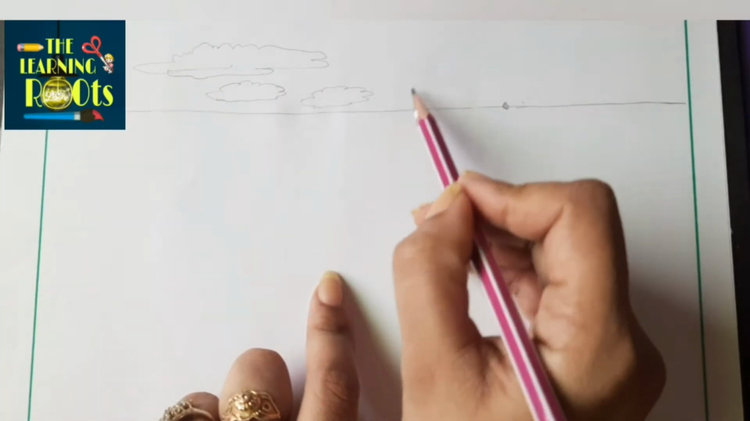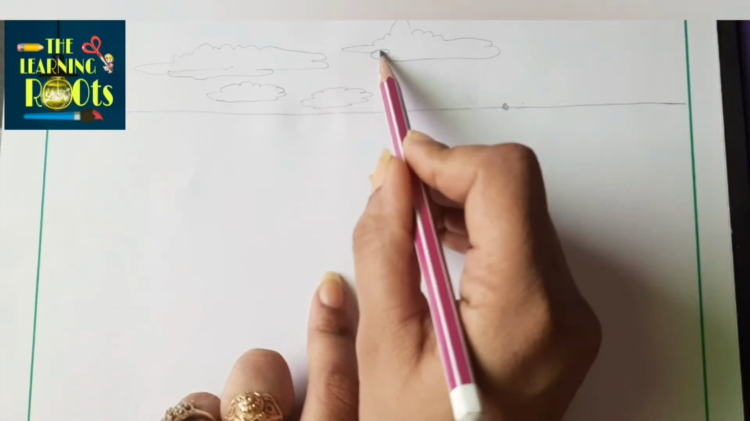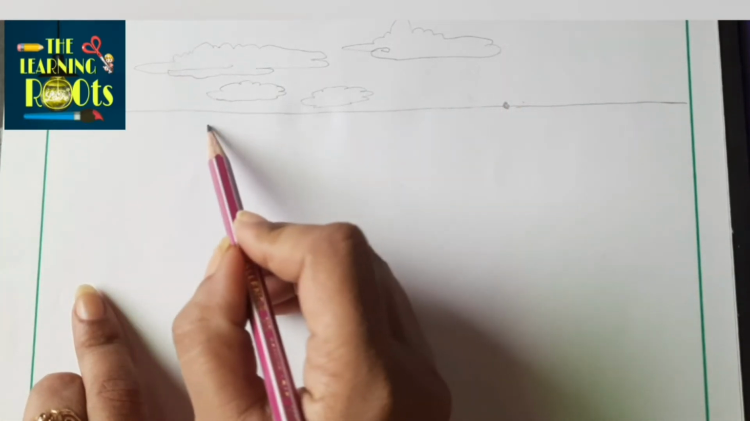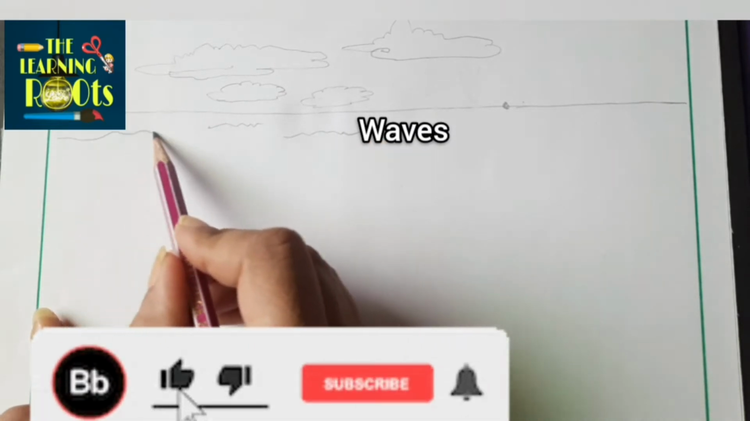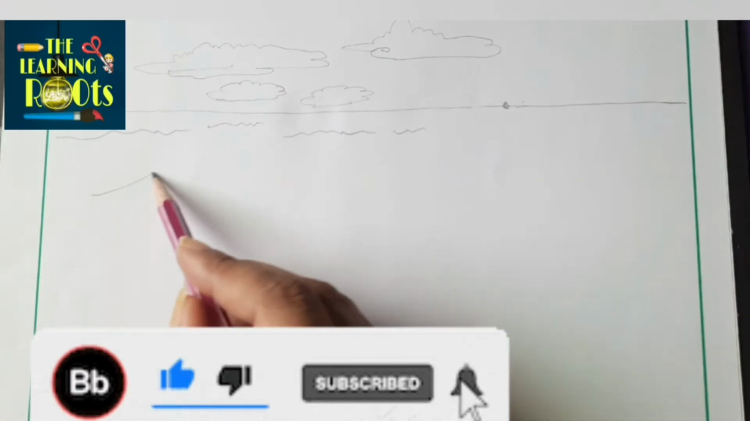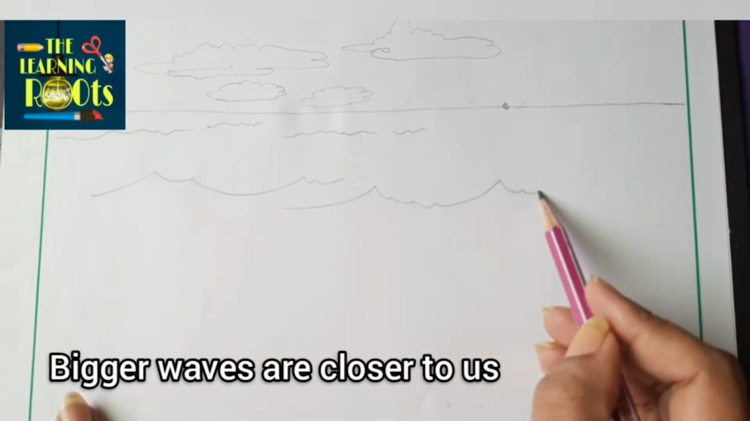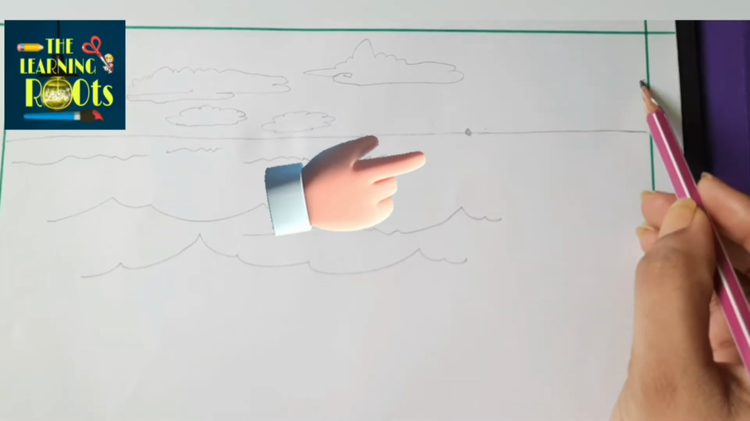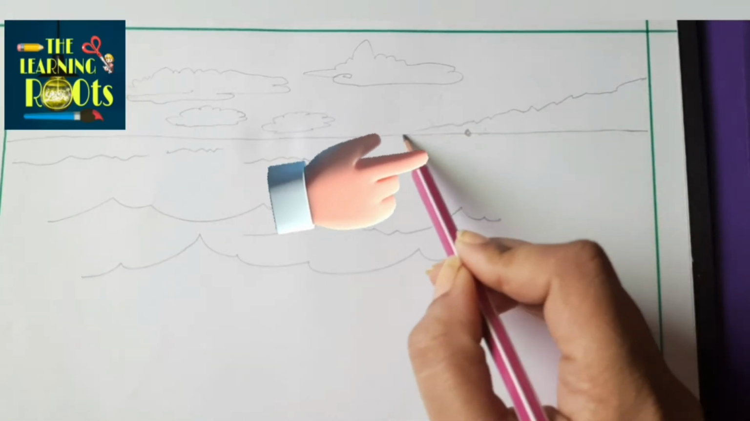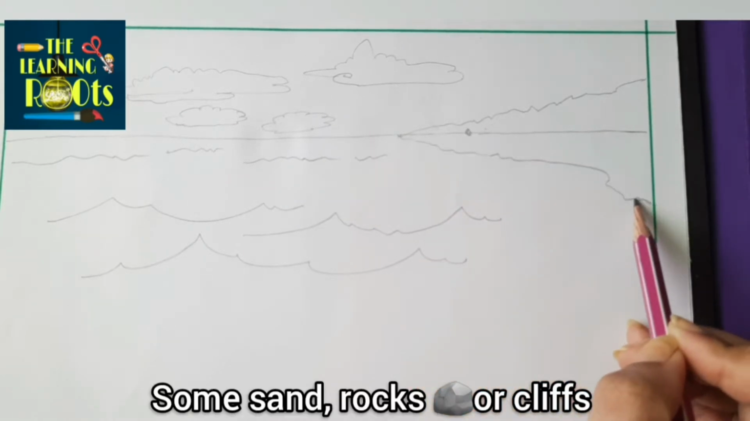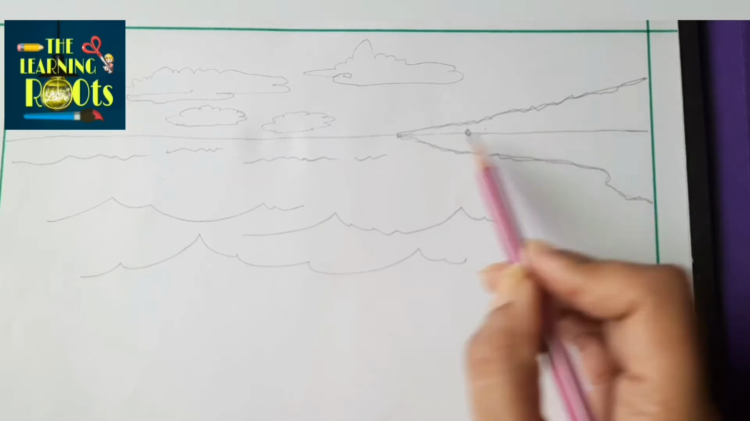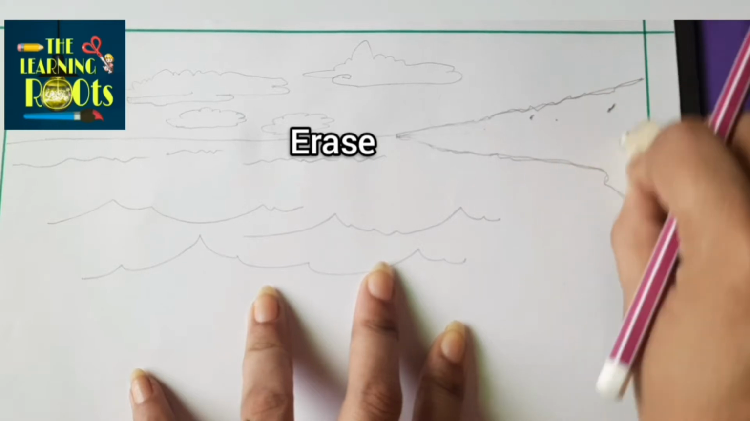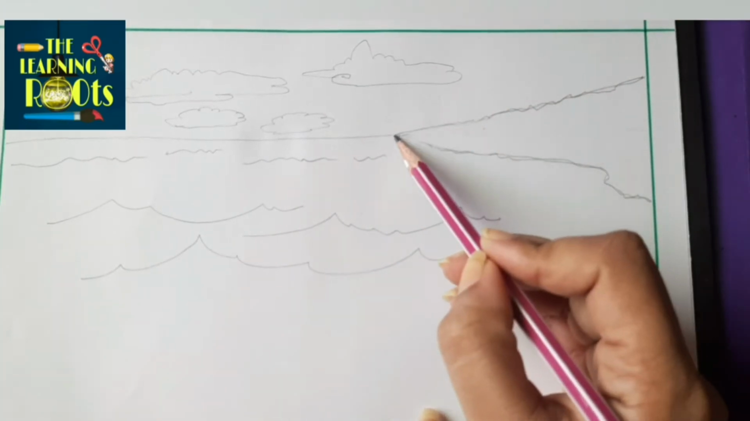On the horizon line I am also going to draw some small waves nearby, and the waves will be bigger in size as they come closer to us, as you can see. At the corner I'll take some liberty to draw some sand or rock or cliffs area, and whenever you see the horizon line coming inside an object, you just erase it and draw your objects and scenes there.